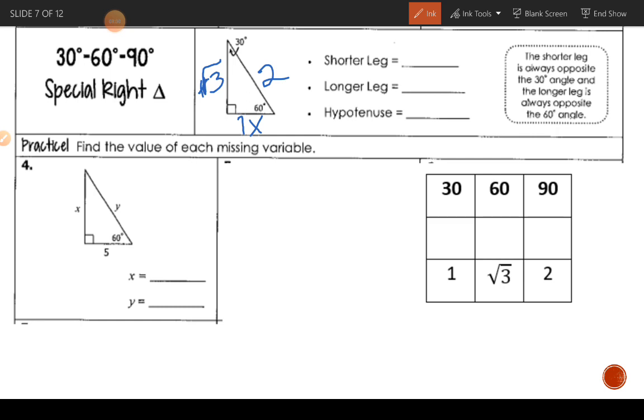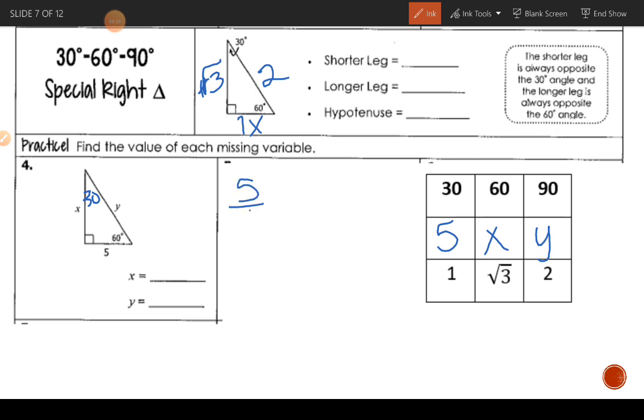Across from the 30, now 30 is not written here, you can write it in if you want, but across from the 30 is 5. Across from the 60 is x, and across from the 90 is y. Now remember, you can only solve for one at a time. I don't even know how you would do a proportion for all three at once. That's not going to work. So let's try this one.